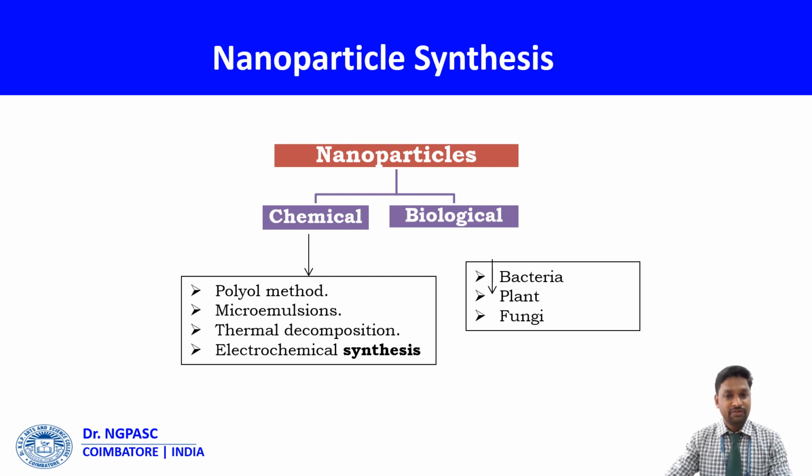If we need to produce by chemical method, we can follow the polyol method or microemulsions or thermal decomposition or electrochemical synthesis methods. In case of biological method, we can use bacteria or bacterial extracts or bacterial components, that is metabolites of the bacteria, or plant metabolites or fungal metabolites or any kind of biomass produced by biological matters that can be employed for the biological synthesis of nanoparticles.